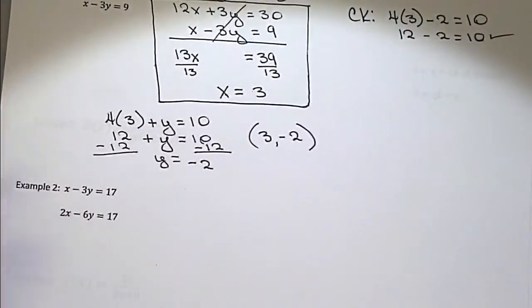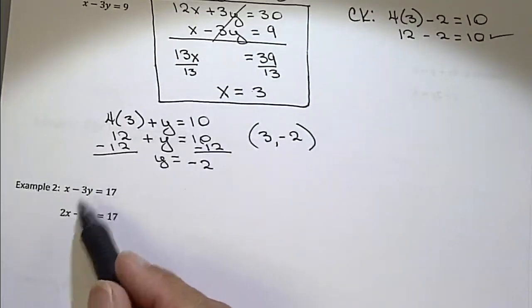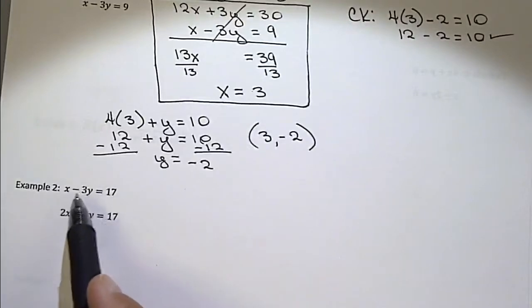Let's try this next one. I've got x minus 3y is equal to 17, and 2x minus 6y is equal to 17. I can't remember which one I tried, but I think I took the first equation again, and I got it to where it was a, what did I cancel out?